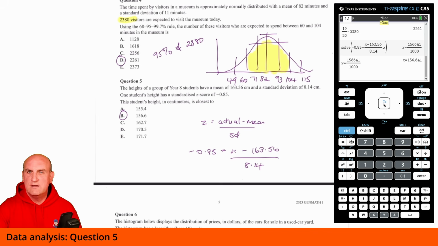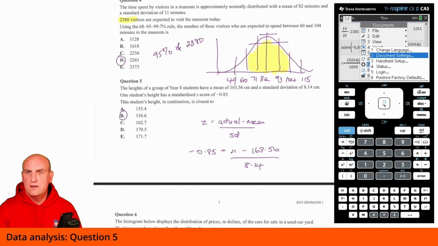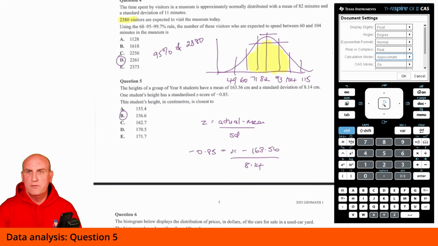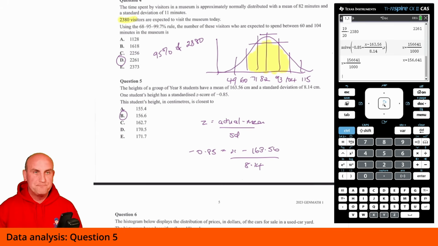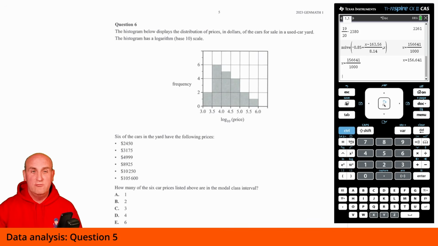Now, I'm just going to change my calculator settings. 7, there we go, 2, float. And let's make this approximate. Click on OK. We are done. All right. So far, I think that was really, really fair.